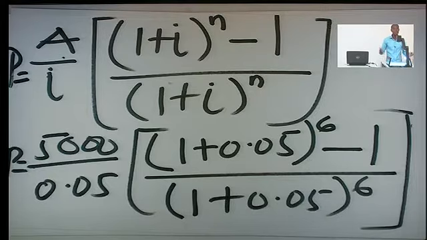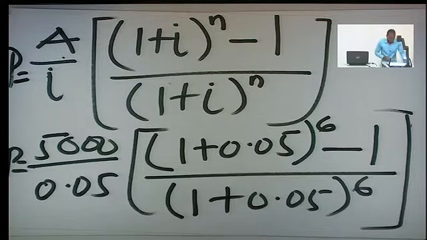It saves you a lot of time and trouble, where you would rather have to take 5,000 and divide it by 1 plus 0.05 to the power 1 and do it for the entire number of years that's the question, or the years you are doing the evaluation.